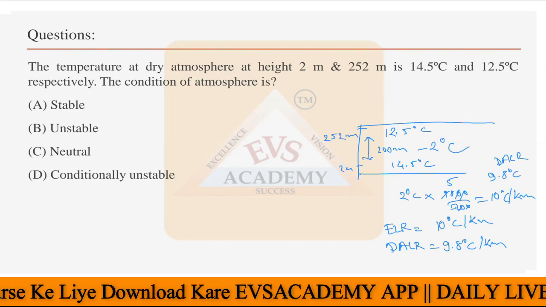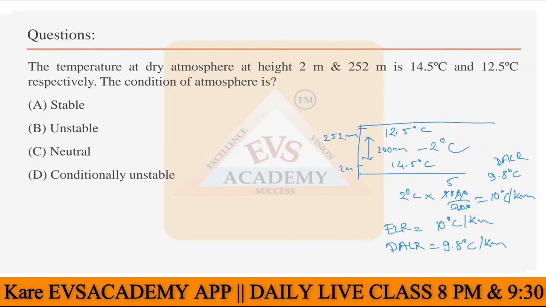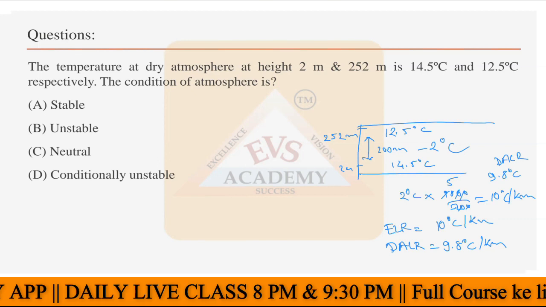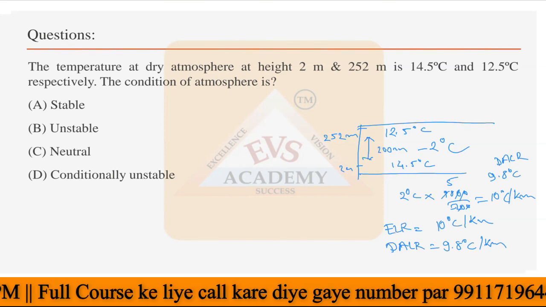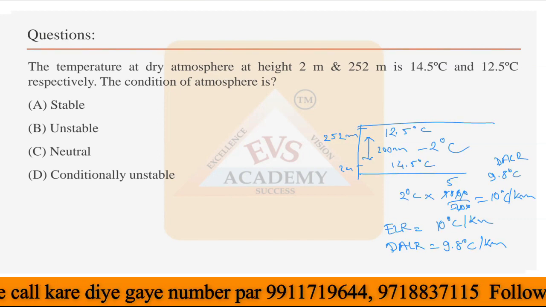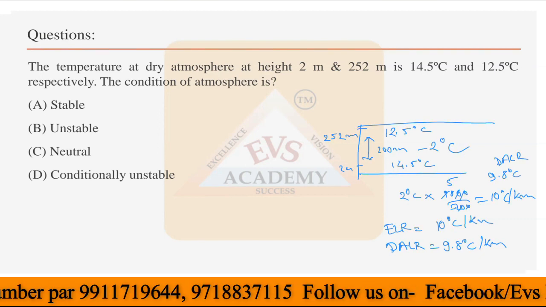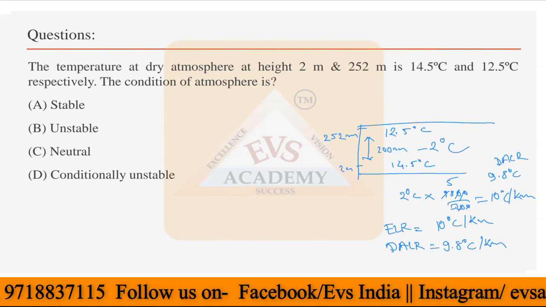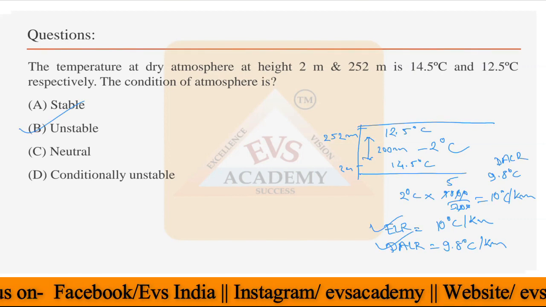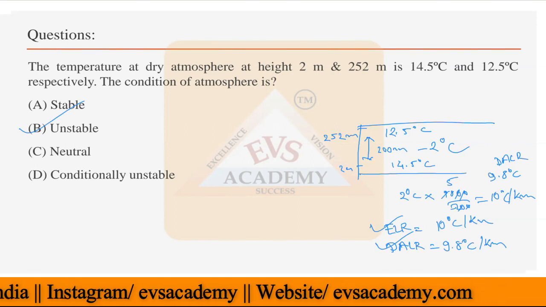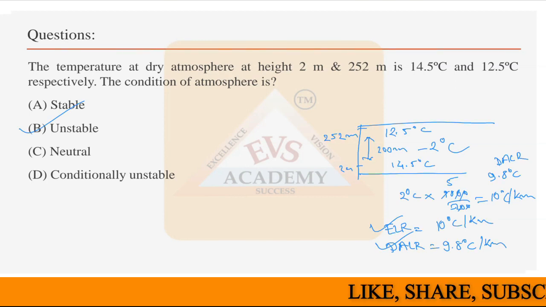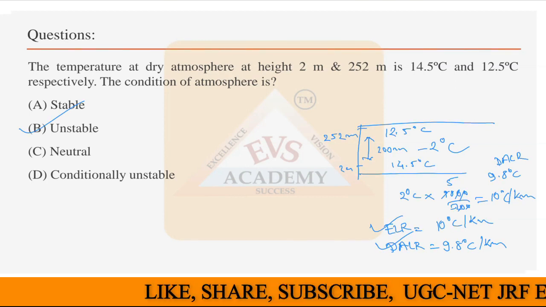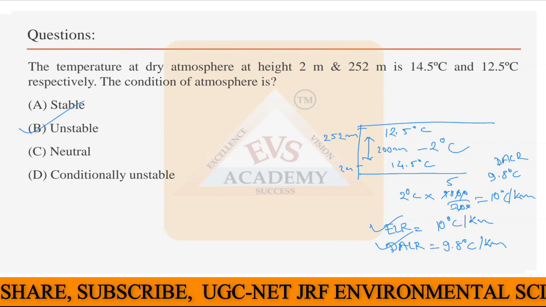So here you can see that the atmosphere is unstable, but within unstable also we have two types. One is conditionally unstable, another one is absolutely unstable. So here 2 degrees Celsius per 200 meter, so 10 degrees Celsius for the full 1 kilometer. Clearly you can see ELR is more than DALR, and this is the sign of an unstable type of environment. Absolutely unstable, because ELR is more than the DALR. Conditionally unstable is when ELR would be less than the DALR. So I hope this question is clear to you.